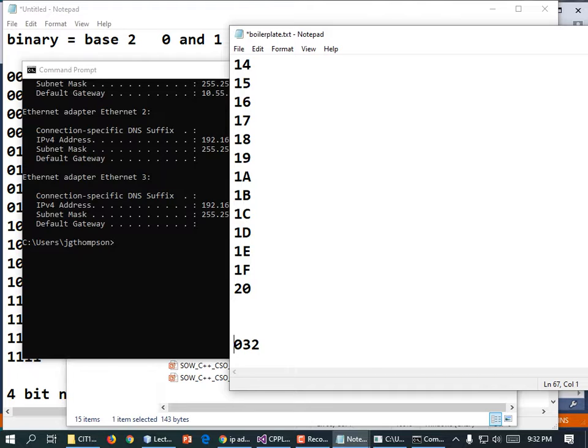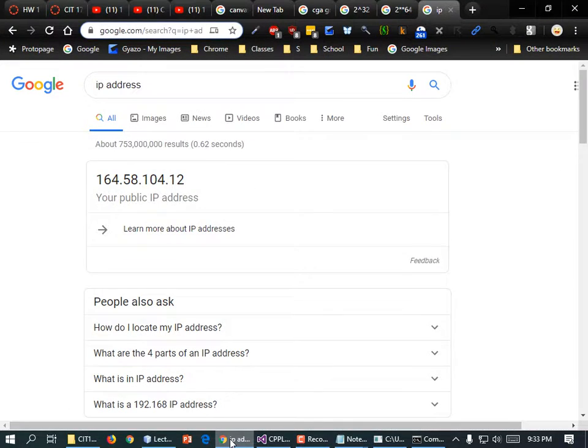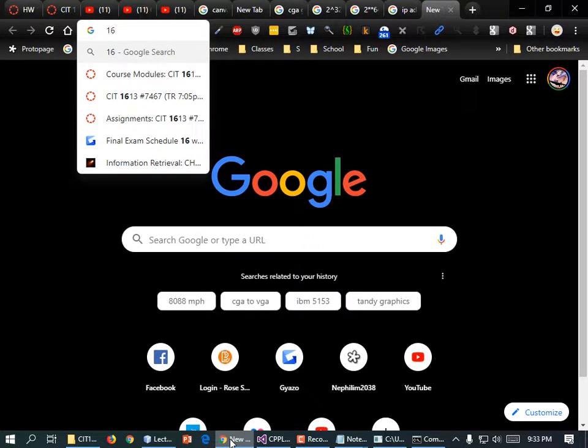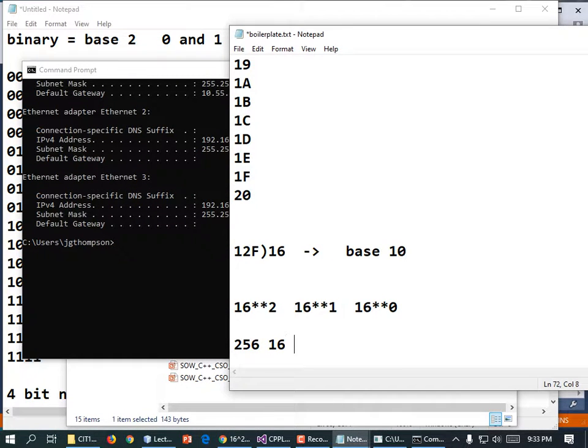So if you were going to turn a hexadecimal number, say you had 1032. That's too large. Why don't we just do 12F in base 16, and we want to turn it into base 10. Again, we need the powers: 16 to the power of 2, 16 to the power of 1, and 16 to the power of 0. What's 16 times 16? Is that 256? I think so. Yeah, it is. 256, followed by 16, followed by 1.